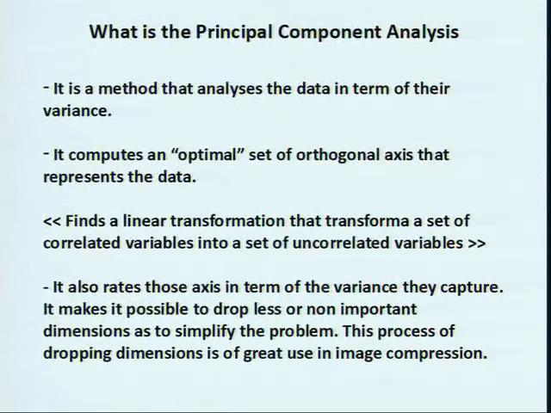This process of dropping dimensions is of great use in image compression. Often in image compression, JPEG, although I was discussing with my friend here that I didn't find that JPEG is actually a PCA. I'm not sure it's actually a linear transformation, but the idea is that you can try to find a frame of representation of data and then drop a little bit of the information, but you don't drop a significant part of the data.